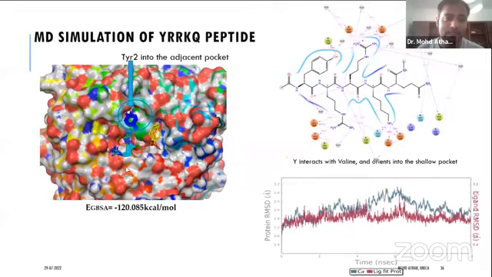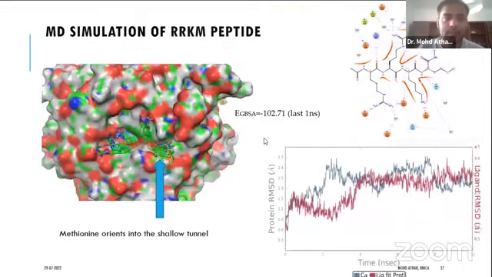That means this is a shorter peptide, only 5 sequence. And then we have one additional residue on this side, and still we can have a similar kind of binding with a shorter peptide. And then we also designed one more peptide with a methionine substitution. And this is how it was interacting with the protein. It was going into a shallow pocket. So these were the few peptide designs that we finalized.